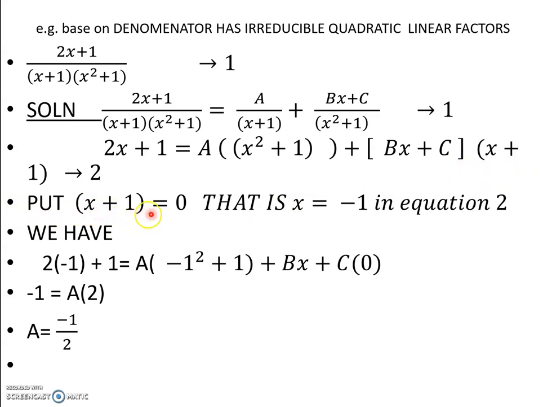Now we have to put x plus 1 equal to 0 because this is the non-repeated factor. Then x equal to minus 1 in equation 2. We have 2 into minus 1 plus 1 is equal to A in bracket (minus 1 square plus 1) plus (b into x plus c). But here we put x equal to minus 1, minus 1 becomes plus, it is 0. So that's why minus 1 is equal to A in bracket 2. So A is equal to minus 1 upon 2.